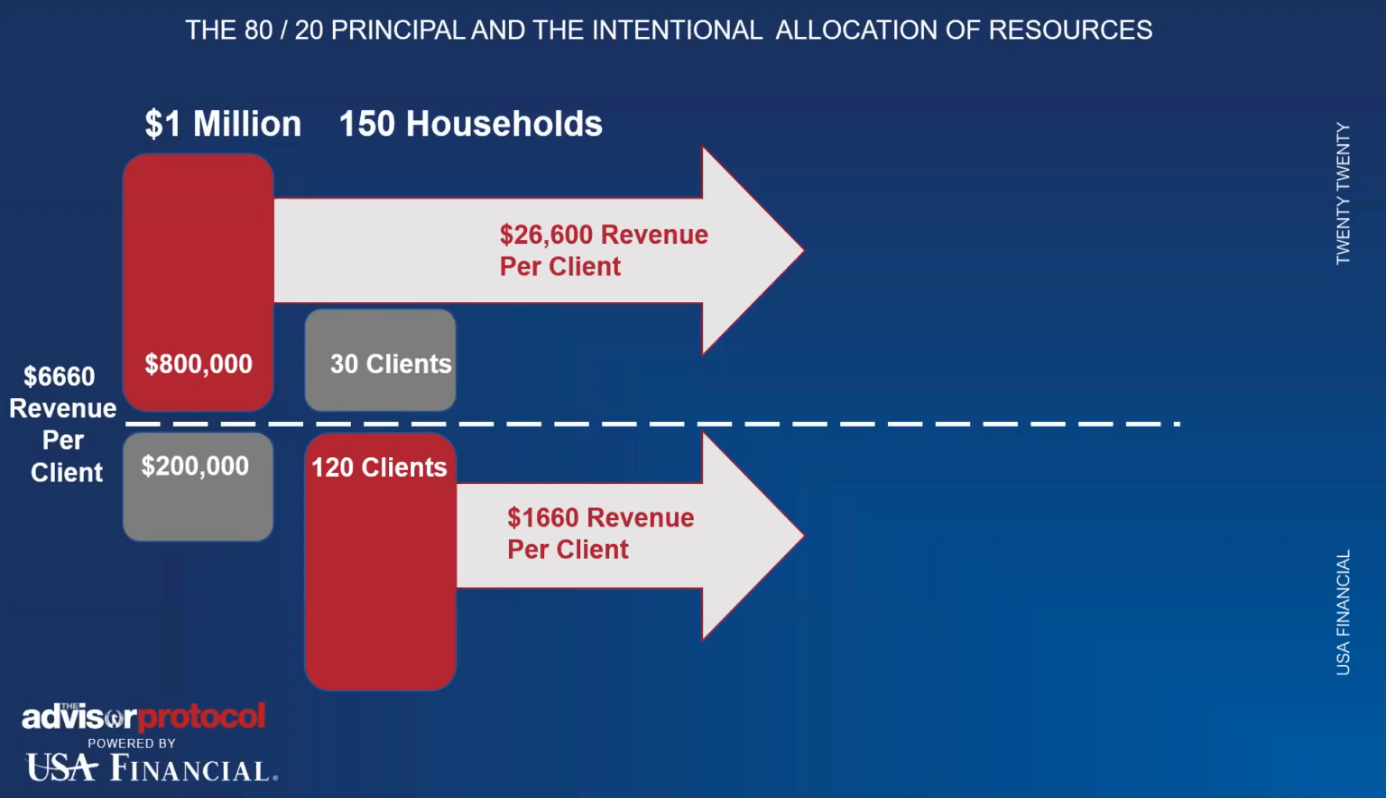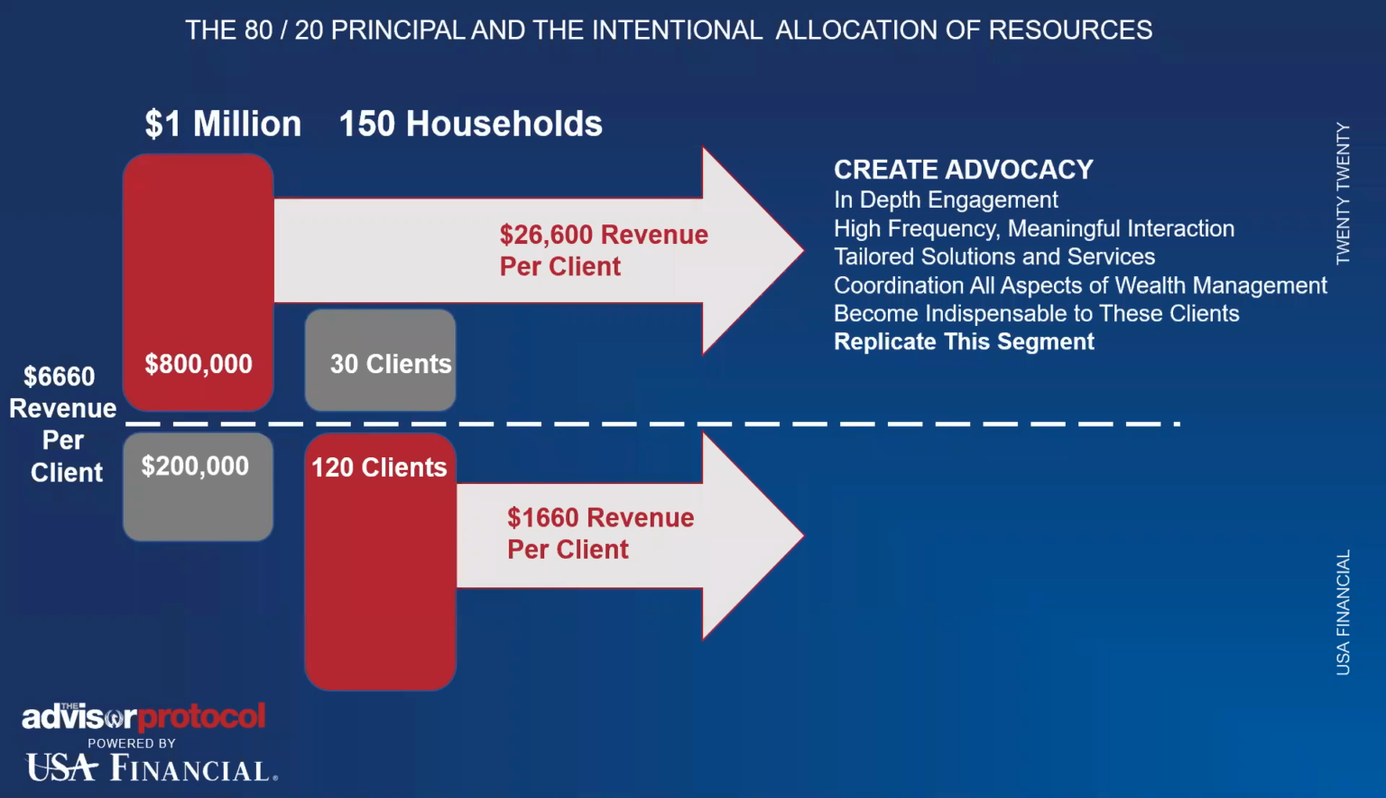But let's take a look at creating efficiencies. Above the line, these are the advocates. This is where we're creating advocacy. And whether you're doing it intentionally or not, it's happening, isn't it? These people get the in-depth engagements, the high touch. You're seeing them often. It's high frequency. Those are meaningful interactions.